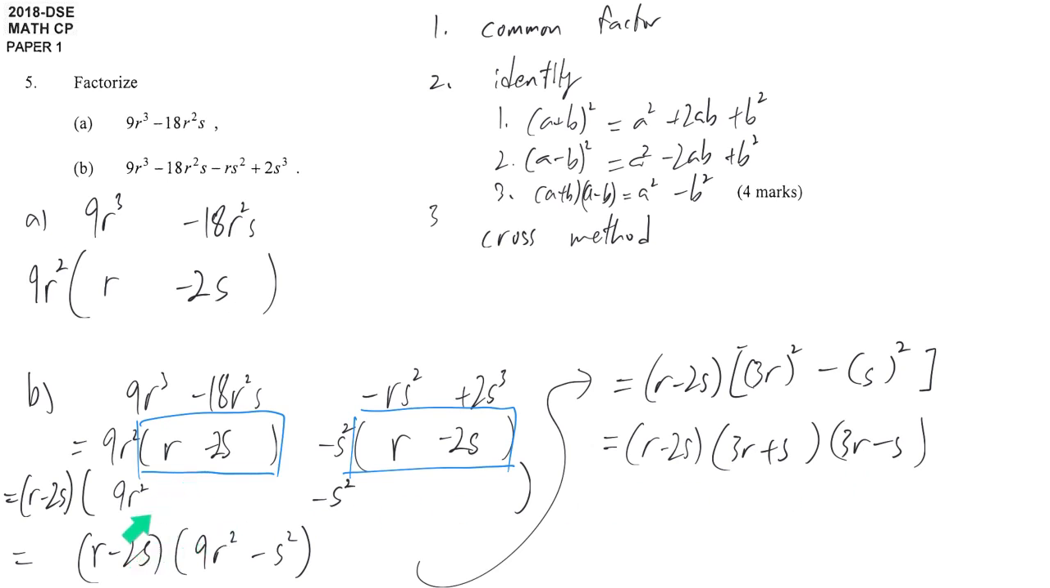Many students, they just extract the common factor and then they stop here. So be more alert especially when you find some square term here.